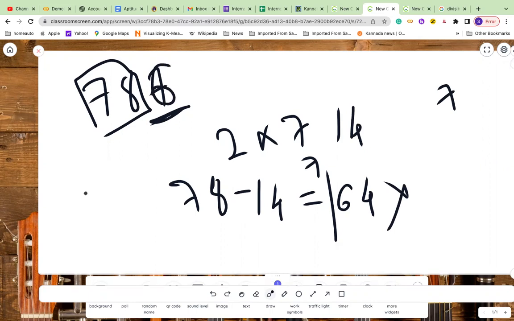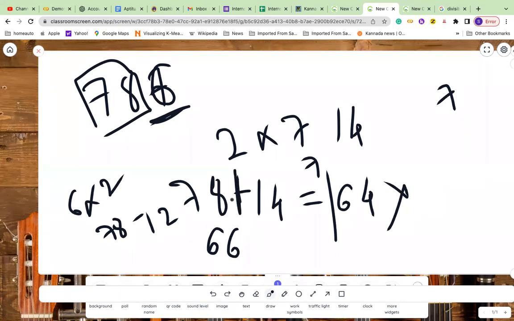If it is 6, let us try that. So 6 into 2 is 12. So 78 minus 12, how much is that? It is 66. So again, it doesn't divide. So this one method is subtraction.